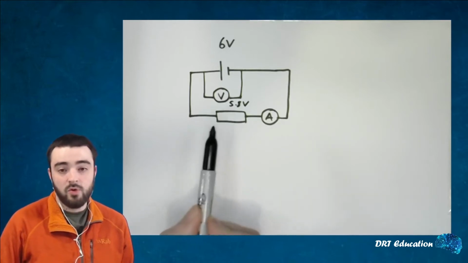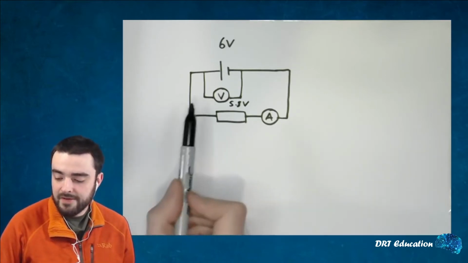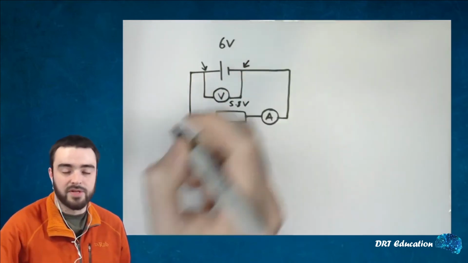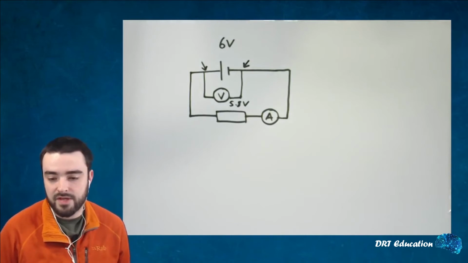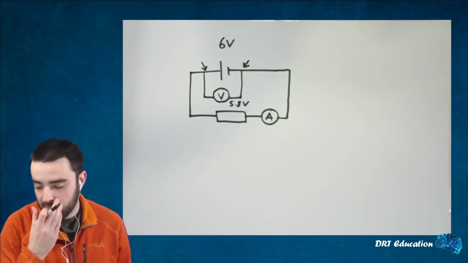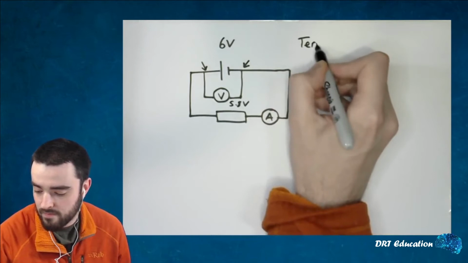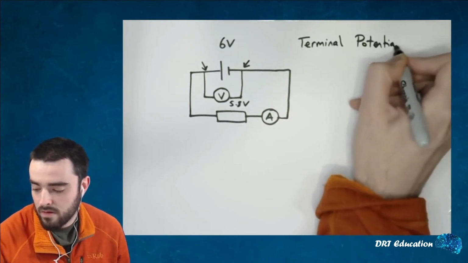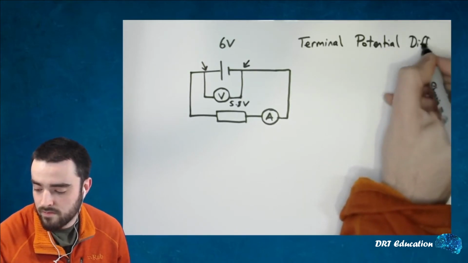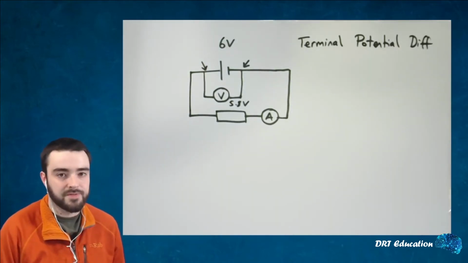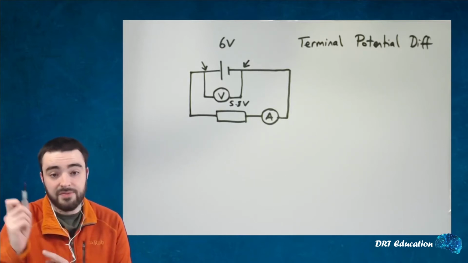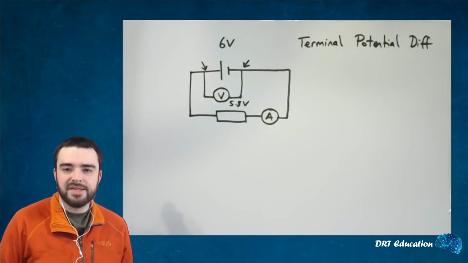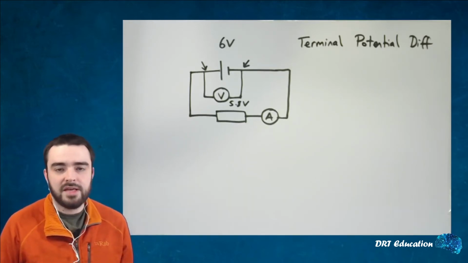Because what this is recording is the difference in potential energy between this point and that point. It's saying, what is the difference between these two things? And it is called the terminal potential difference. So it's the terminal potential difference. It's saying, what's the difference in potential energy between this point and that point? So where's that missing voltage? Where's that missing energy gone?